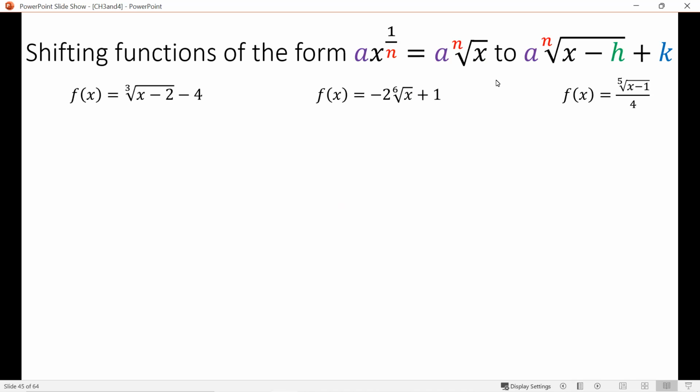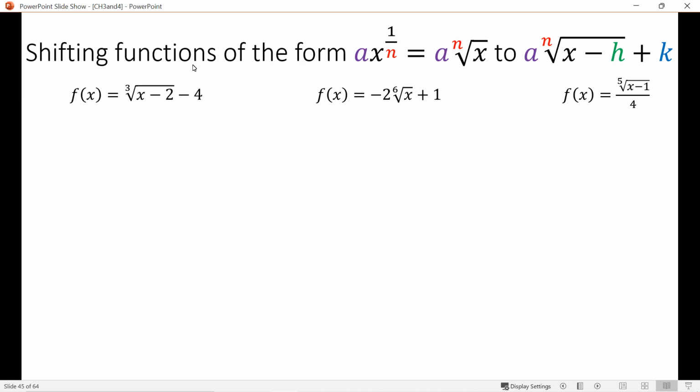All right, let's talk about shifting functions of the form a x to the 1 over n. And remember, these are basically our radical functions. Same thing. If we do something to the x first, it's going to shift us in the x direction. If we do it at the very end, it's going to shift us in the y direction.